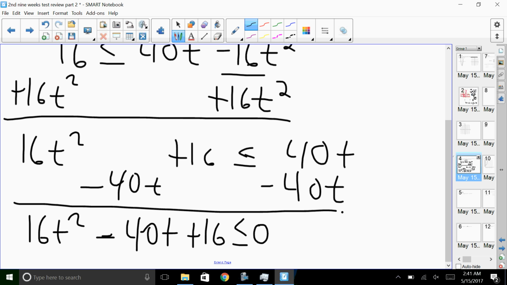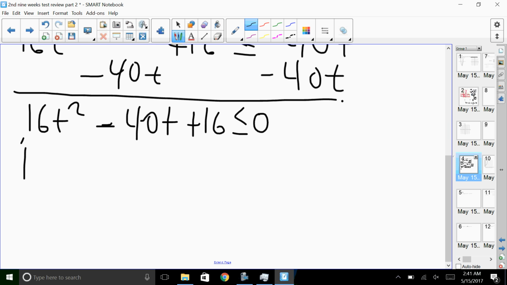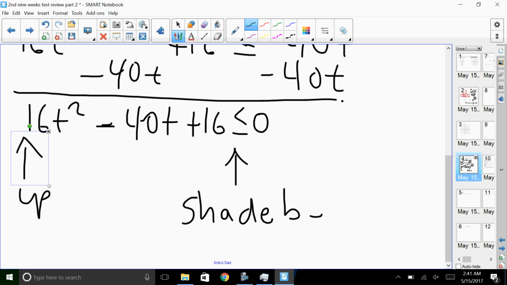Okay, so that's positive, so it's going to open up. The symbol says shade below. And closed circles.